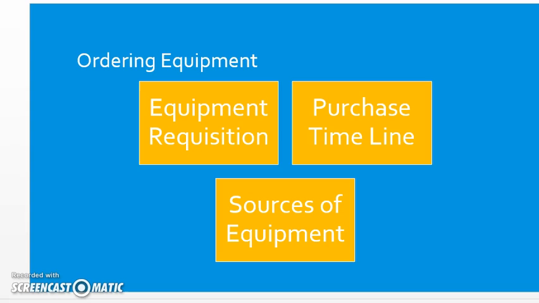Ordering equipment, we need to think about equipment requisition, purchase timeline, and then the sources of equipment. So purchase timeline, you're going to have startup equipment versus ongoing equipment. Obviously, when you start up the center, you're going to have greater costs with just getting the equipment in and making sure you have quality equipment that's not going to break down early.